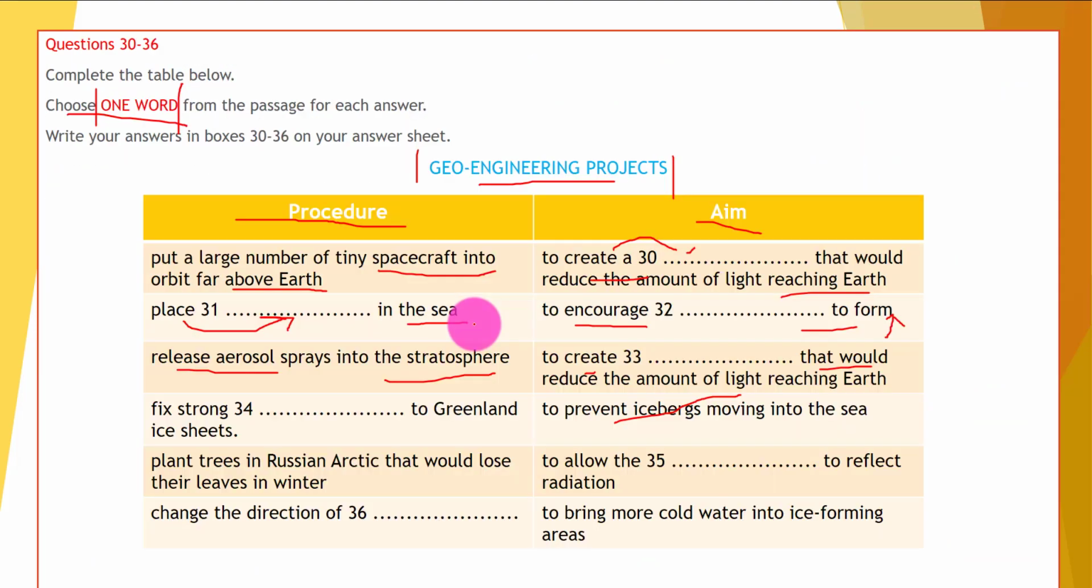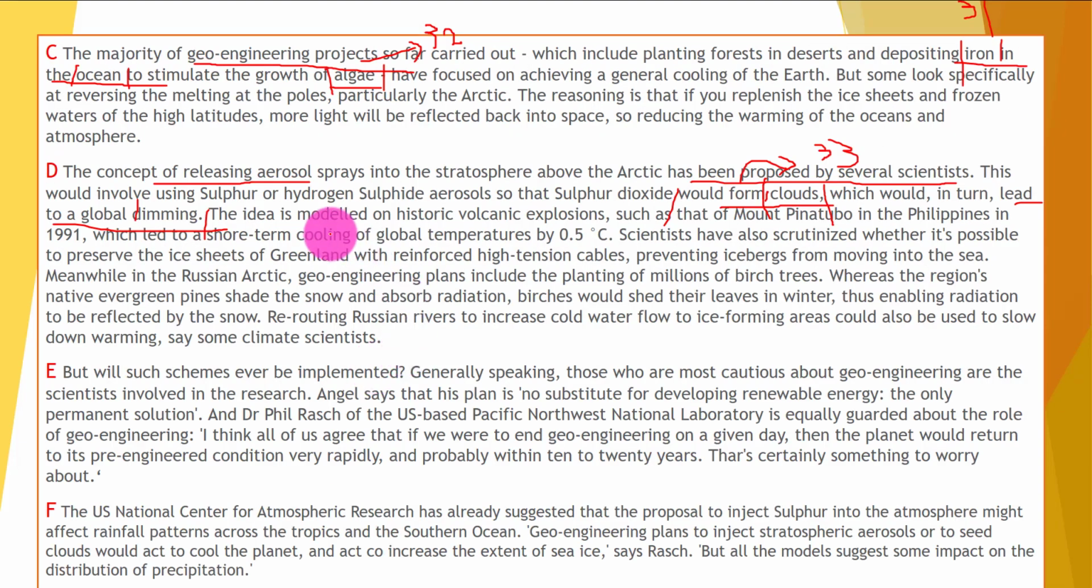Now let's go to our questions and read the next round. Question 34. Fix strong something to Greenland ice sheets to prevent icebergs moving into the sea. Plant trees in Russian Arctic that would lose their leaves in winter to allow the something to reflect radiation. Now let's go back to paragraph D and continue finding our keywords.